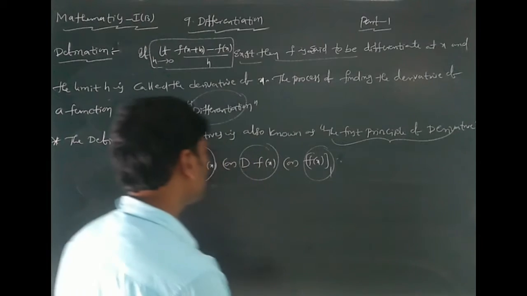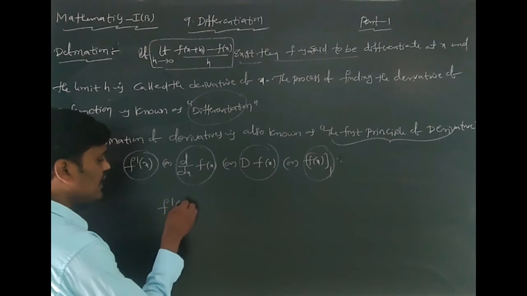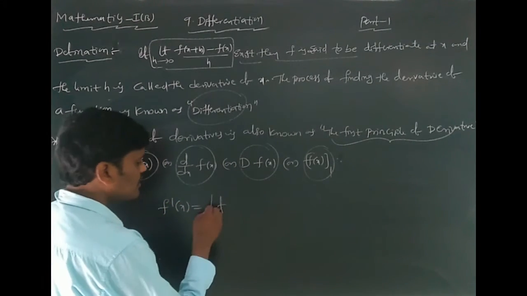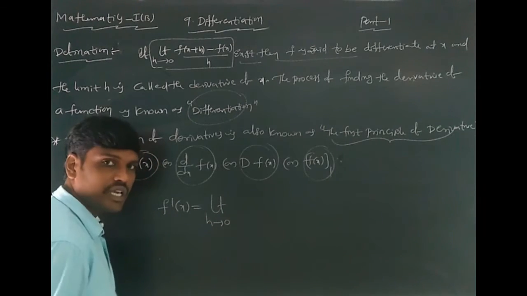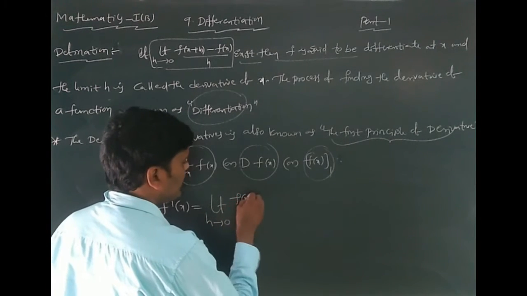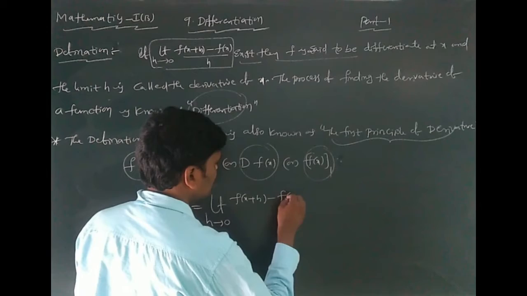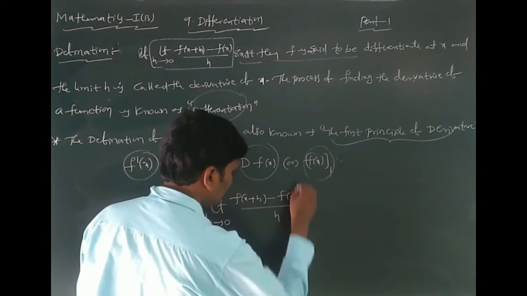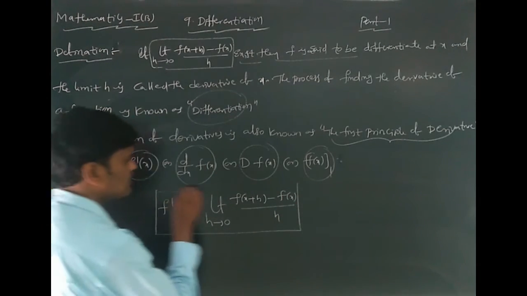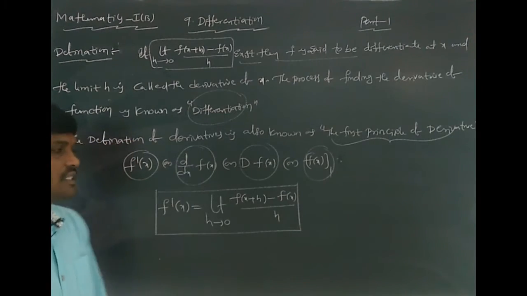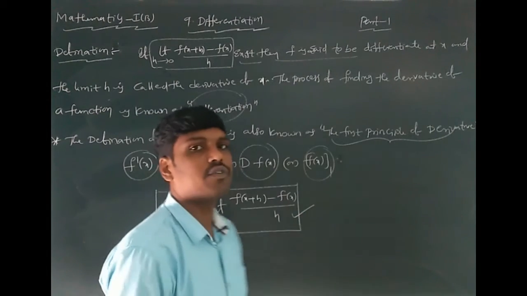Then what is the first principle here? First principle: f dash x is equal to the limit as h tends to 0 of f of x plus h minus f of x by h. This is the first principle of derivative.